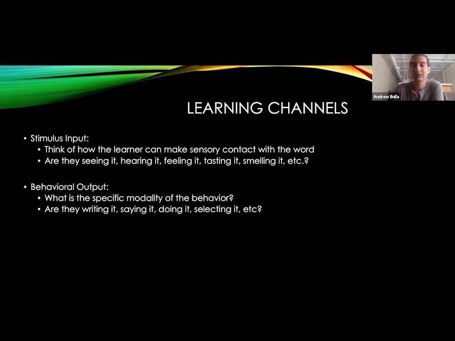So when we're thinking of learning channels, we need to know both the stimulus contact and the behavioral output. When I'm talking about stimulus input or stimulus contact, I want you to think of how the learner makes sensory contact with the word or whatever the stimulus materials are that we created. So how are they contacting the stimuli? Are they seeing it, hearing it, feeling it, tasting it, smelling it, etc.? Now, not only how are they experiencing it, but what do we want them to do? What's the specific behavior or the action that we want them to do? So are they going to write it? Will they say it? Will they do it?